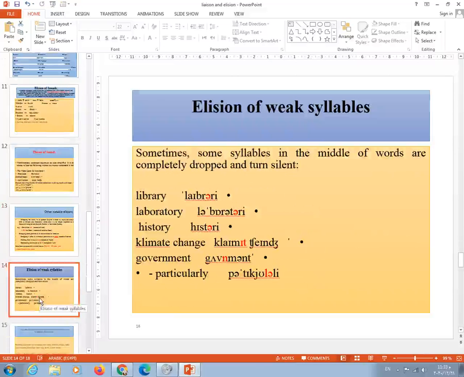Elision of weak syllables: I can also remove syllables. For example, some syllables in the middle of words are completely dropped and turn silent.